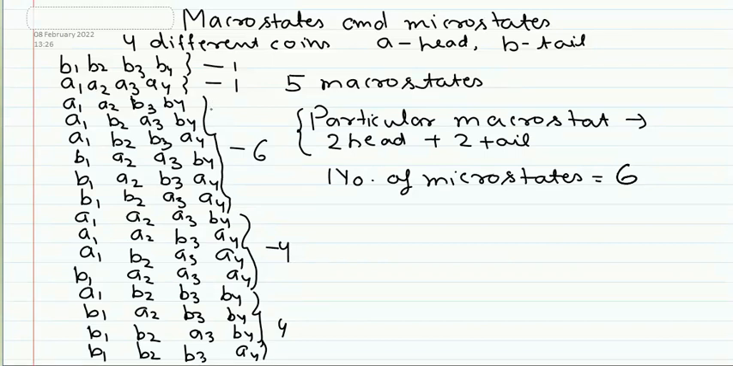All of these are different microstates. So as I said a while ago, a particular macrostate may have many microstates. So this situation defines that this is a particular macrostate and this particular macrostate has six microstates.